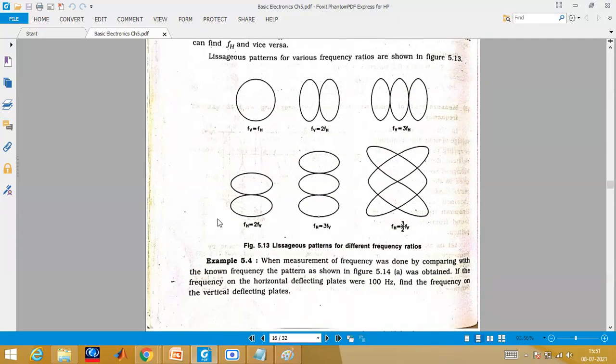Similarly, now see this pattern. If we draw here, we will see that on the x-axis it is touching only one time, but on the y-axis if you draw a line, it is touching 2 times. So now FH is equal to 2FV. Again, for this particular diagram, let us try to draw a line on the y-axis. See, 3 times it is touching. So it will become 3FV, and on the horizontal side it is touching only one time. So NH will become 1. So FH is equal to 3 times FV.